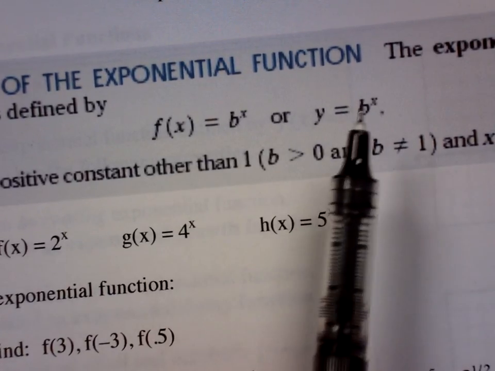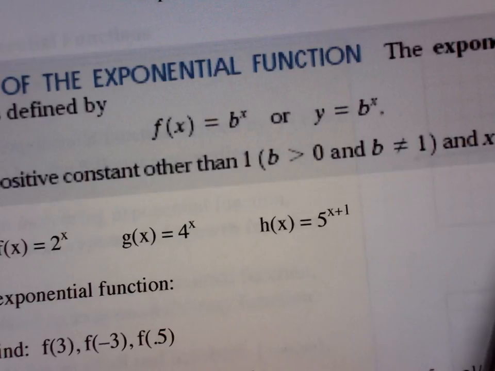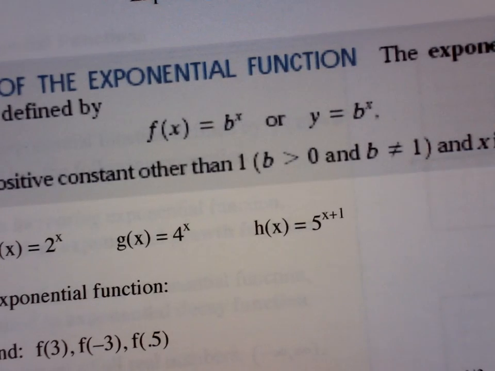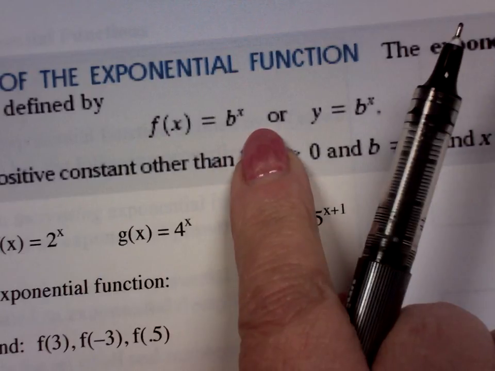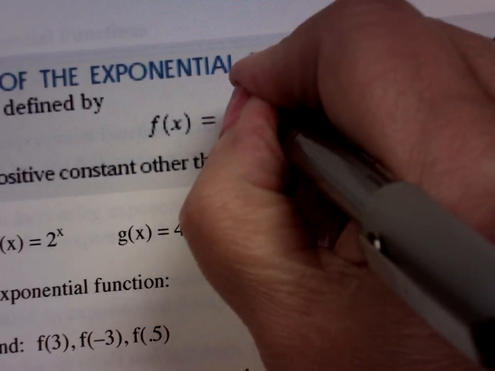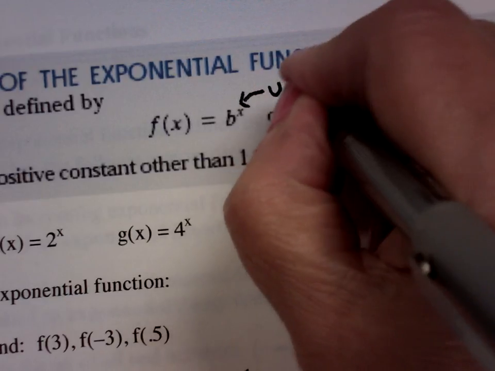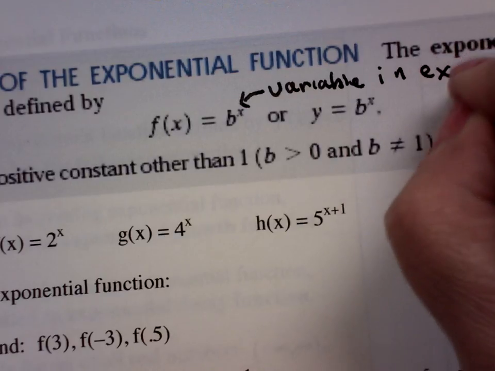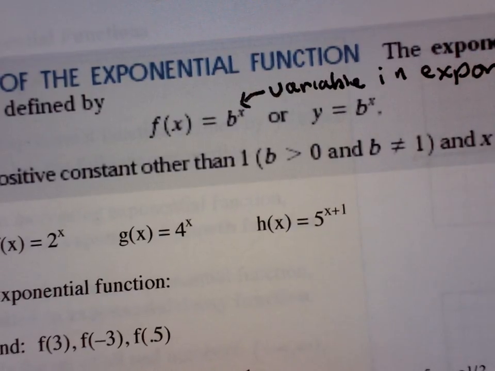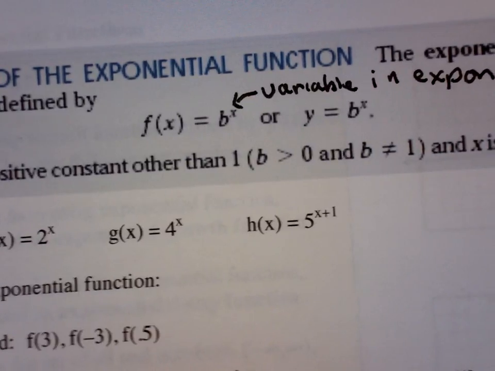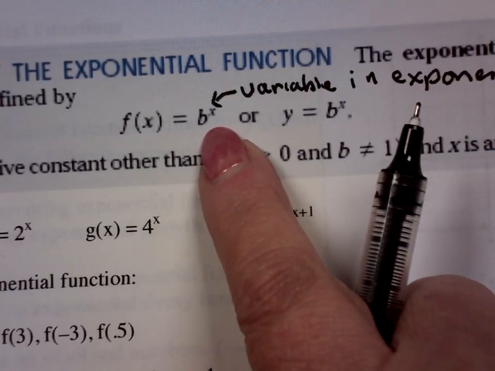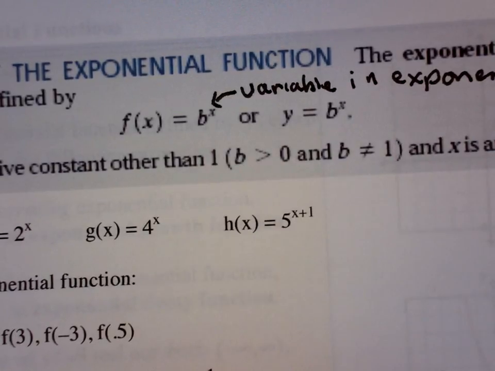Definition of the exponential function. The exponential function f with base b is defined as f of x equals b to the x. What I want to notice is the variable is in the exponent. So now when I put in x and get out y, I'm putting x in, it's a power. It's an exponent, it's a power.